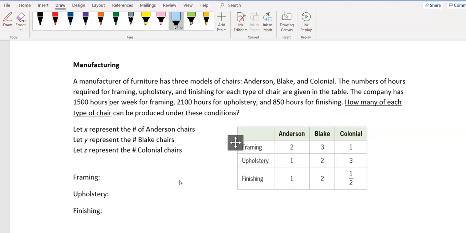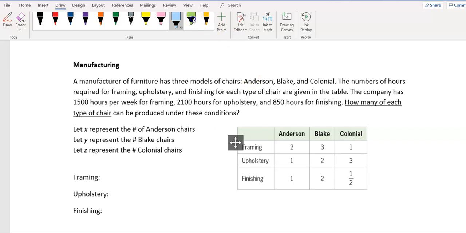So in this particular question, it says a manufacturer of furniture has 3 models of chairs, Anderson, Blake, and Colonial. The number of hours required for framing, upholstery, and finishing for each type of chair are given in the table. The company has 1,500 hours per week for framing, 2,100 hours for upholstery, and 850 hours for finishing. How many of each type of chair can be produced under these conditions?